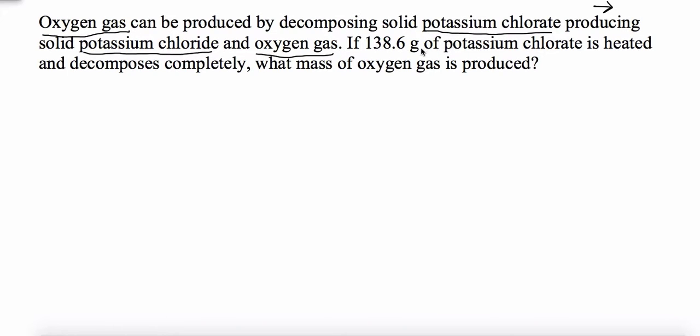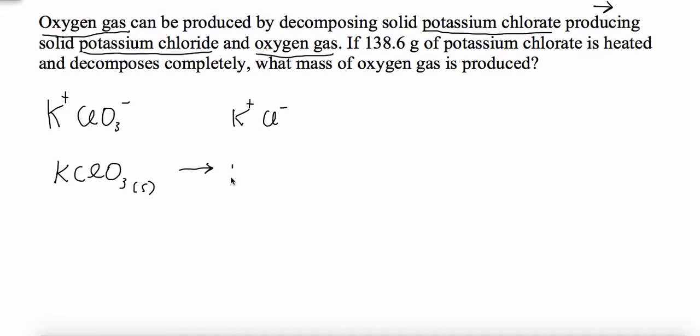Potassium chlorate comes from K plus and ClO3 minus. So that's K plus, and that's the polyatomic ion chlorate. So that's going to be KClO3, and it says that that's a solid, and it decomposes to produce potassium chloride. Chloride is Cl minus, so KCl, and they said that that's a solid as well, and oxygen gas, which is a diatomic molecule.